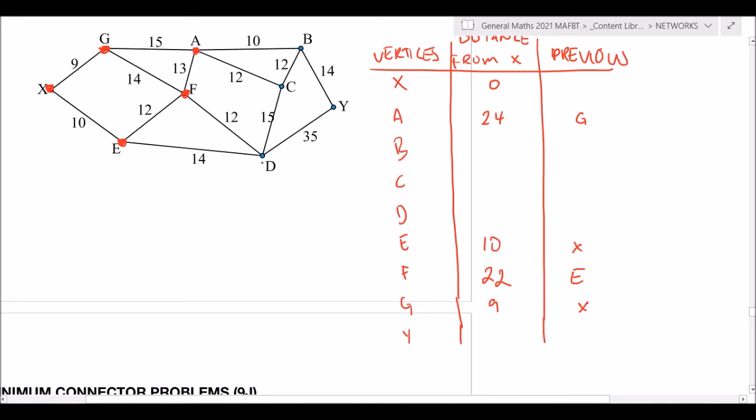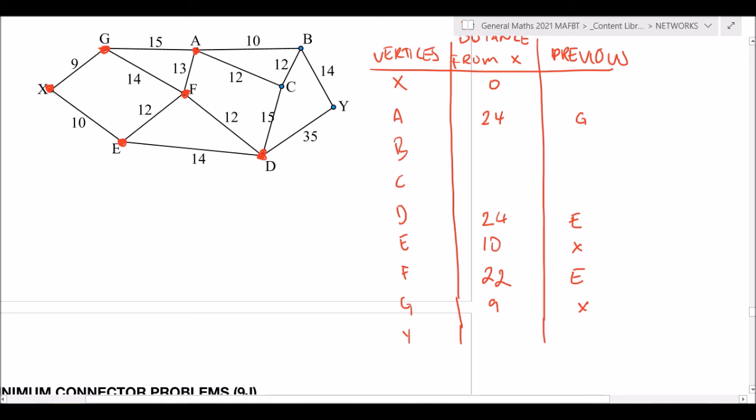From E, you can also get to D. So from E, you've got a weight of 10. So far we were at 10 here, and we can go to D with 14. So add that up, equals 24. So that would be the previous vertex, which is E. So now so far we've visited all these vertices. Now we've got a few more vertices to visit.